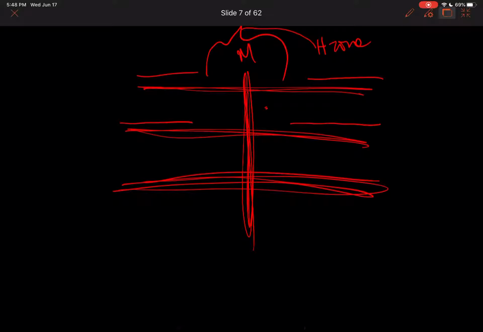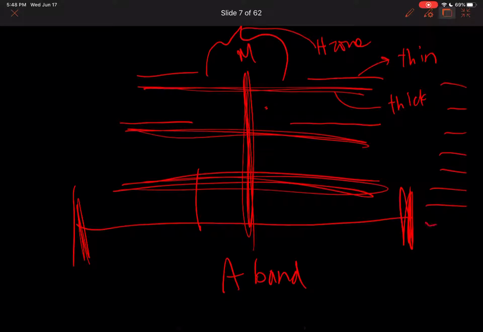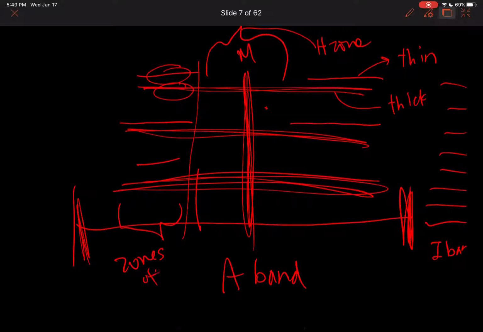This is your thick filament. This is your thin filament. And then your entire thing going from the dark to dark is your A band. And when it was just light, thin filament, that's your I band. And then wherever you have both thick and thin filament together, that's called zones of overlap.